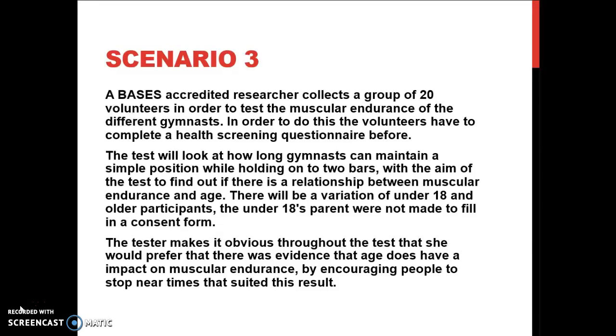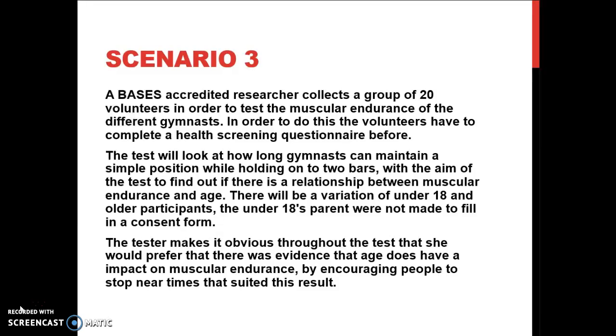So to begin with, we look at the fact they're BASIS accredited, which means they're experienced. They have done a lot of quality research before. The 20 people doing it are volunteers. This is also important. And they have had to complete a health screening test before. So obviously the first bit is all correct. They've gone around this ethically and legally.